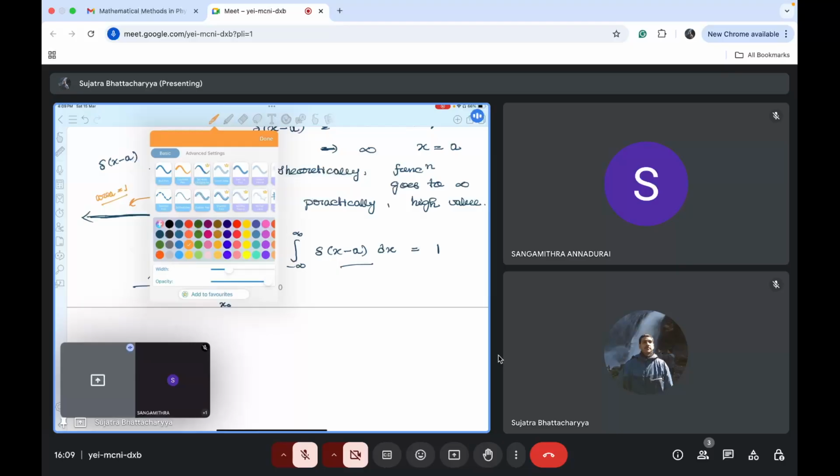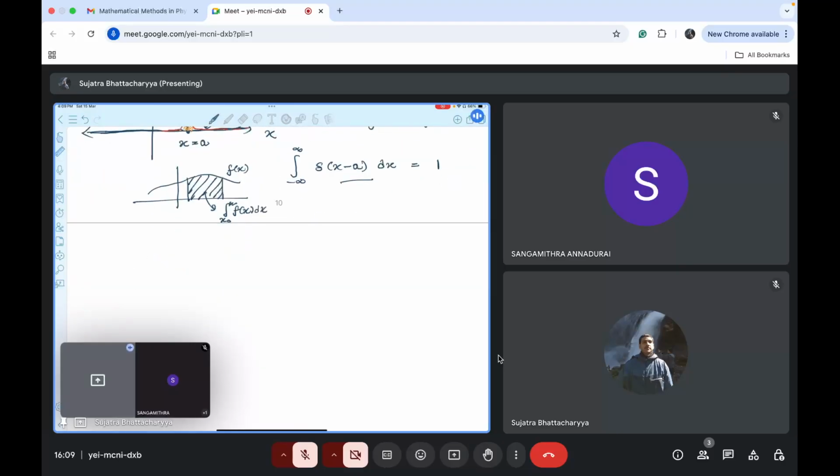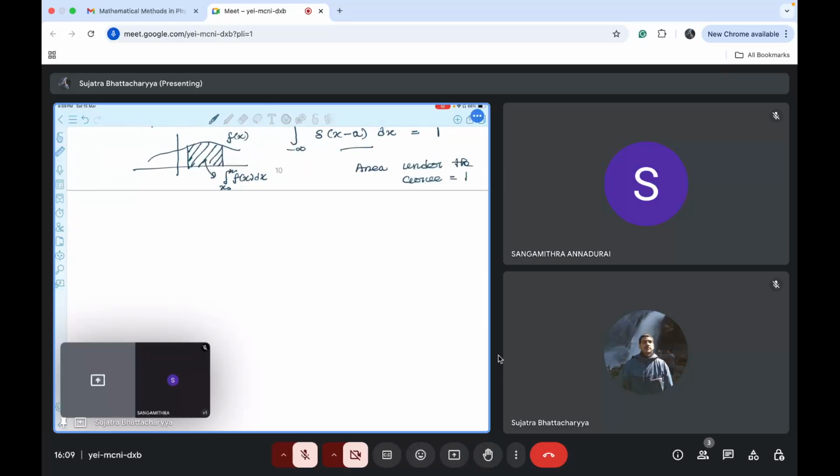So this has to be remembered. The area should always be equal to 1. The area under the curve is equal to 1. Now, some other things: in the Dirac delta function, the area under the Dirac delta curve is actually called the strength of the Dirac delta.